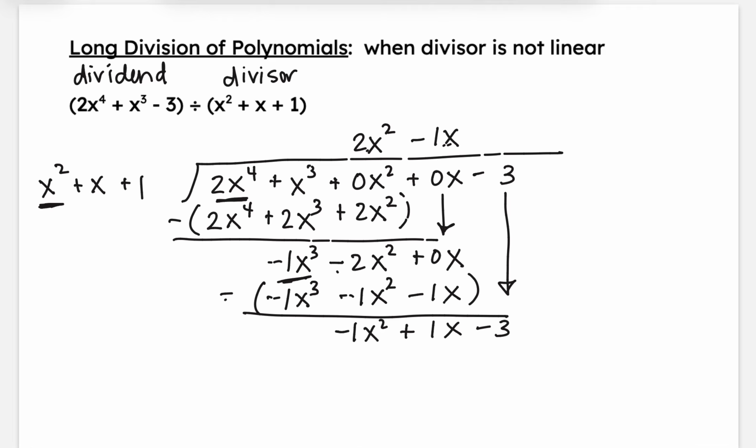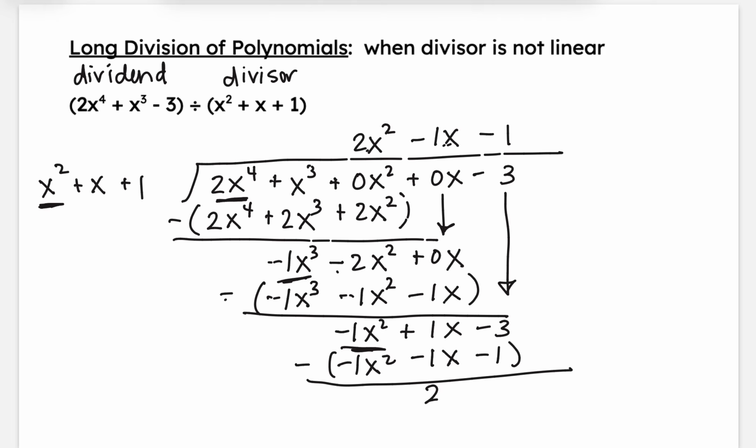We're going to take x squared and negative 1x squared, and ask what I would multiply by. Well, that would be negative 1. Negative 1 times x squared is negative 1x squared. Negative 1 times x is negative 1x. And negative 1 times 1 is negative 1. We subtract. Those first terms cancel. 1 minus negative 1 would be 2x. And negative 3 minus negative 1 would be minus 2.